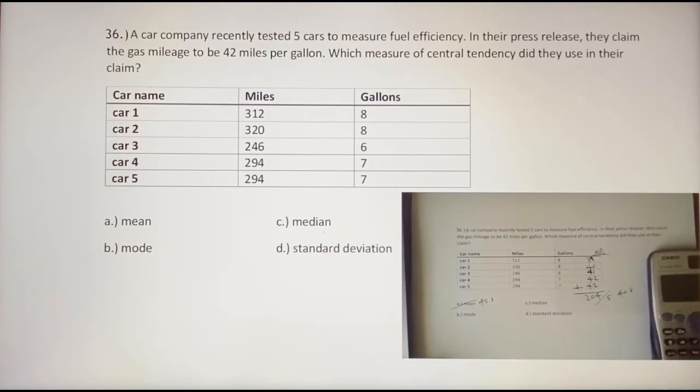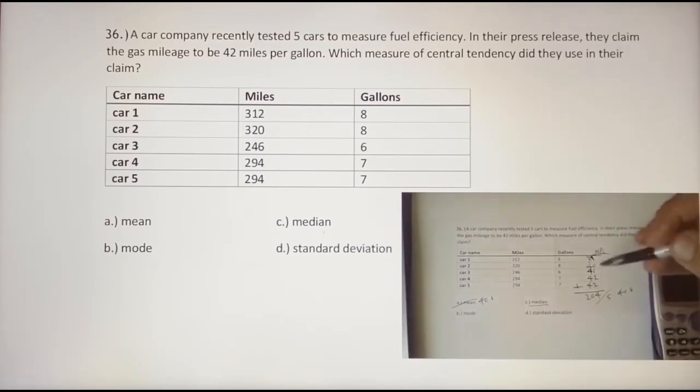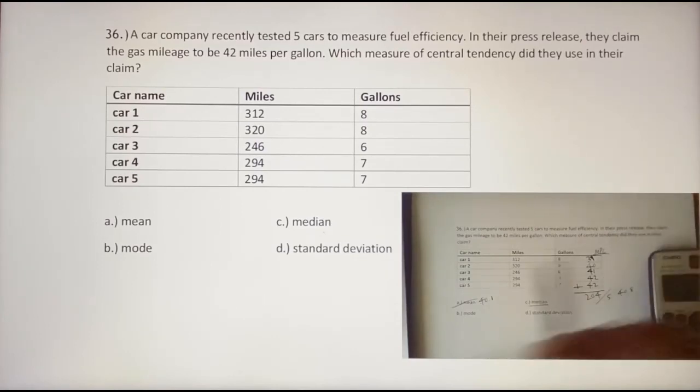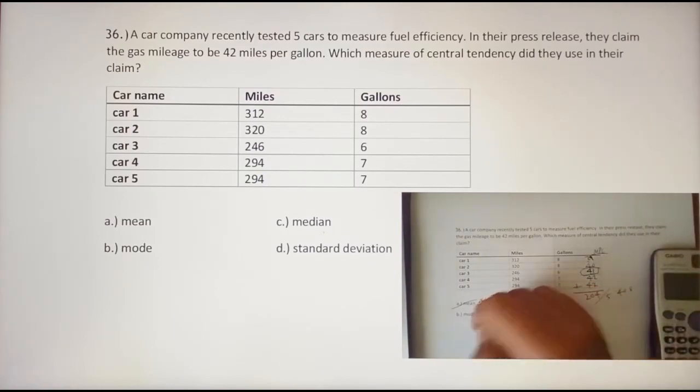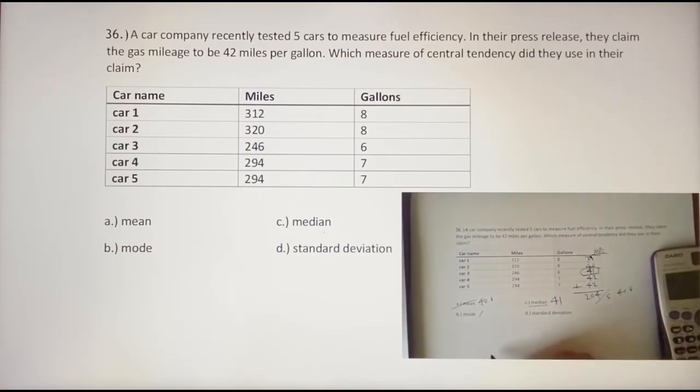Let's look at the median next. To find the median, we're looking at the one directly in the middle. To find that, you're going to want to line up your MPGs from smallest to largest in order. We're lucky it actually works out that way here. If not, you would need to rearrange them. We're also lucky that there's an odd number. Since there's an odd number, we just look at the one in the middle. There are 2 on top, 2 on the bottom, 41. That's the median, 41. 41 is not 42, so that's not the one they're looking at.